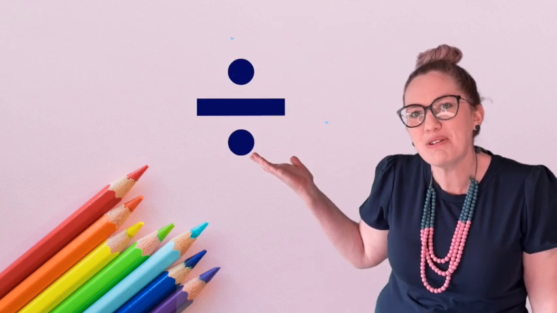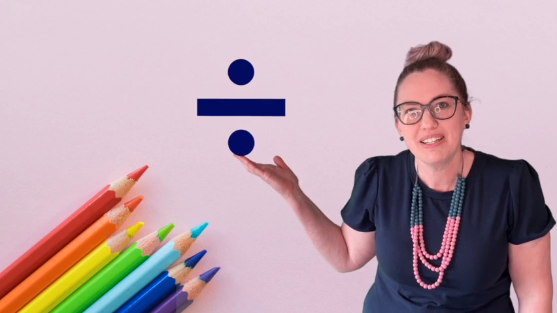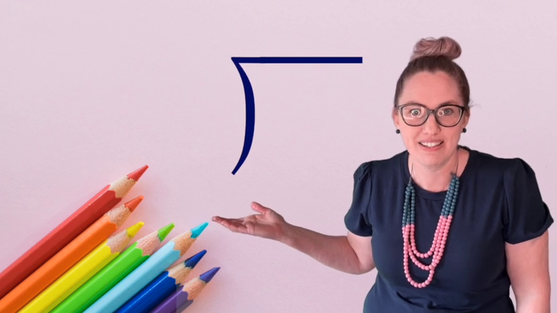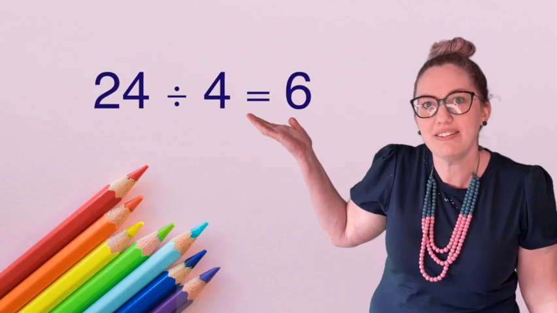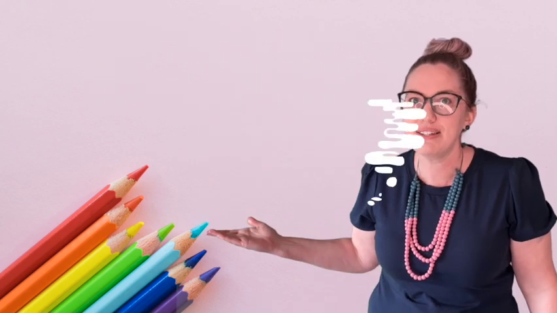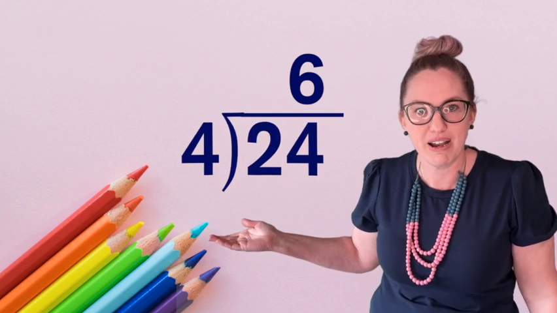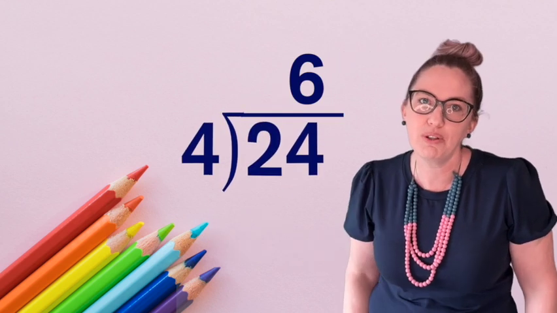Division is when we divide or share equally. This is the most common division symbol. Today, we're also going to use this symbol so that you get used to seeing and using it. A question like 24 divided by 4 equals 6 can be shown like this, but we can also use this symbol here to show the same thing. 24 divided by 4, and we put the answer 6 up the top.